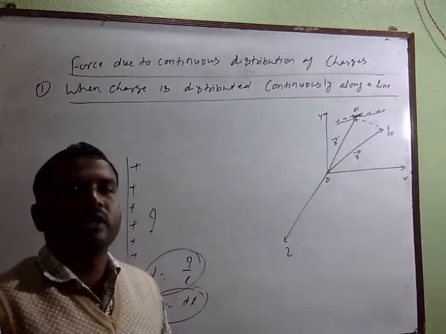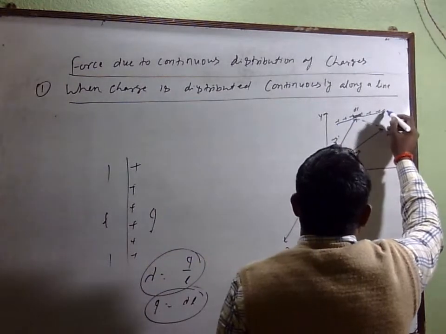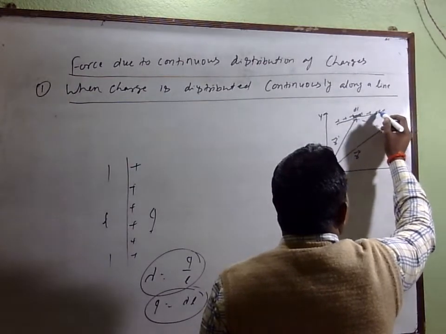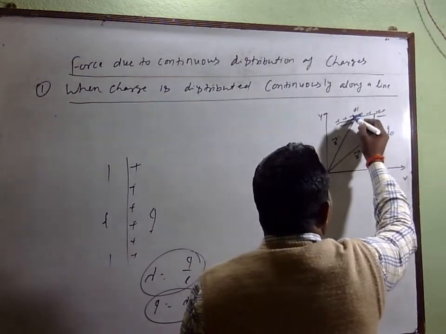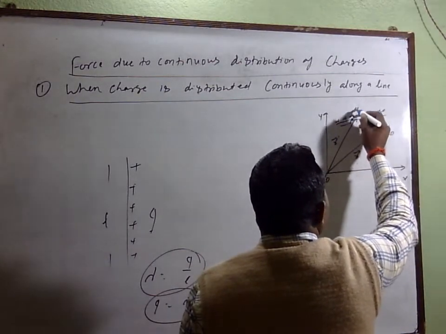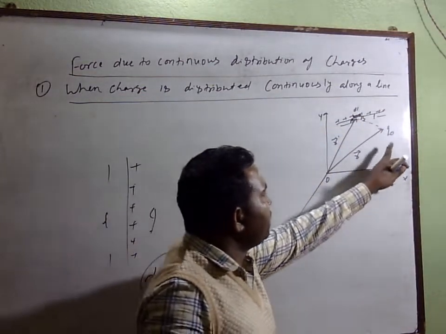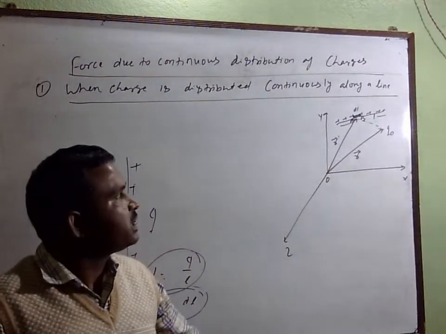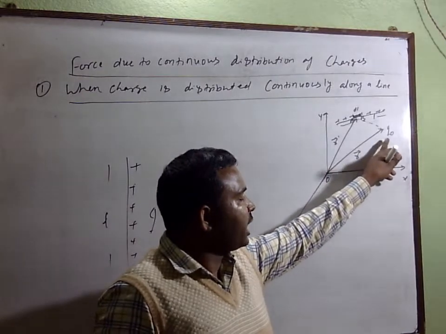The position vectors. Yes, these are the position vectors, and I have taken a length over which many charges are distributed. Suppose that the total length is L. So the elementary portion, suppose A and B, will be dL. And here is Q naught. Q naught is the test charge, due to which the force is experienced.